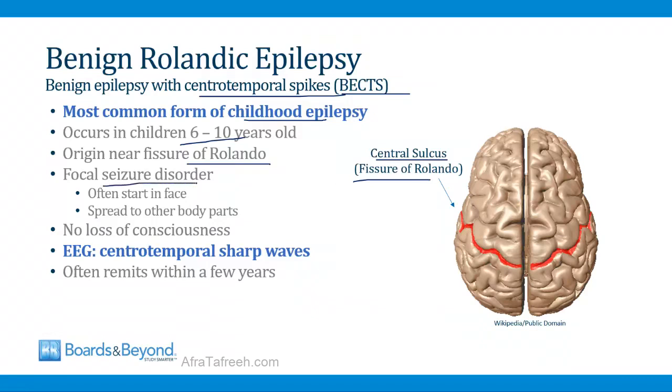It's a focal seizure disorder that often starts in the face and then spreads to other parts of the body, and there's no loss of consciousness. And the reason it's called benign epilepsy with centrotemporal spikes is because the classic EEG finding is the presence of centrotemporal sharp waves when a patient is having a seizure. This disorder is another childhood disorder that many patients outgrow, and it often remits within a few years.